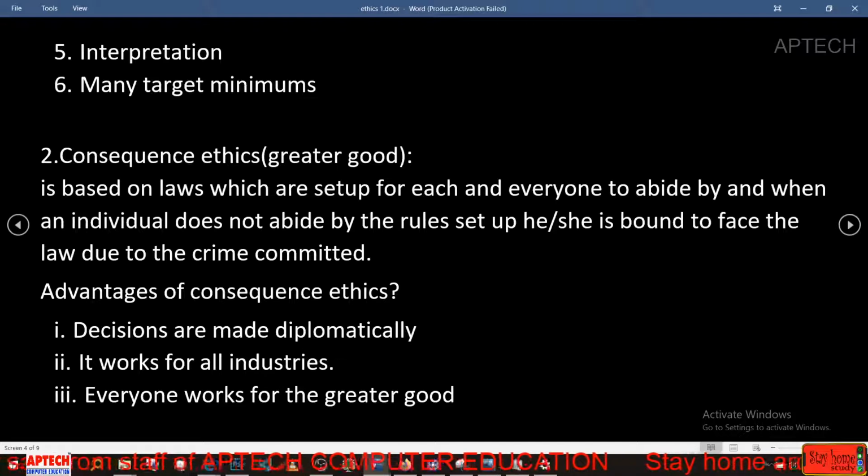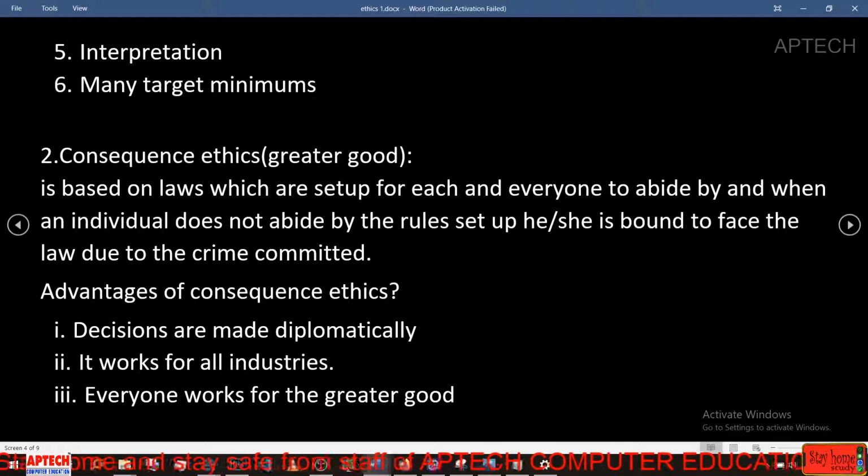So, consequence ethics. This is what they call the greater good. It deals with what is good for the whole world. Like some people think that wiping out the whole world is a good thing. It's not a good thing. So, consequence ethics is based on laws which are set up for each and everyone to abide by, and when an individual does not abide by the rules set up, he or she is bound to face the law due to the crime committed.